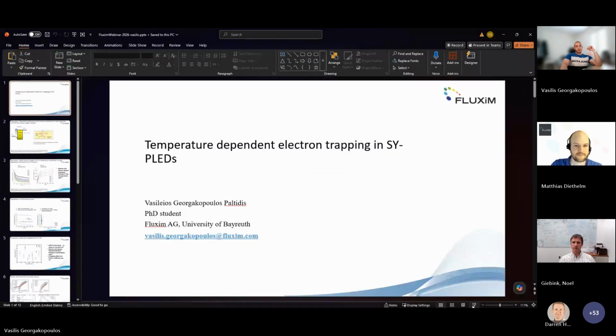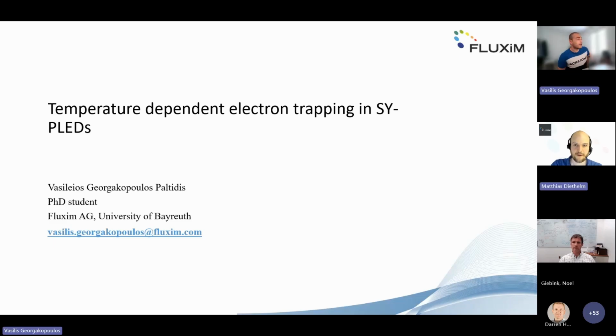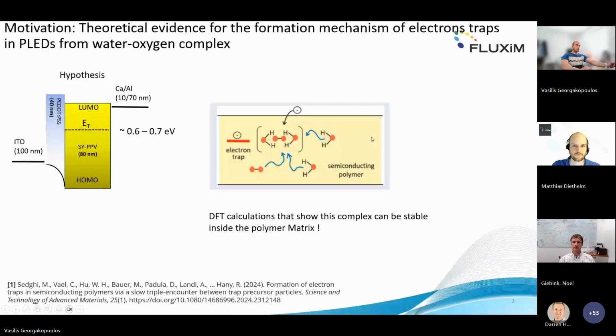So yeah, all good. Okay. So as Matthias said, today I will be talking about temperature-dependent electron trapping in semiconducting polymers, and specifically in a very well-known and well-studied polymer, the Super Yellow PPV copolymer.